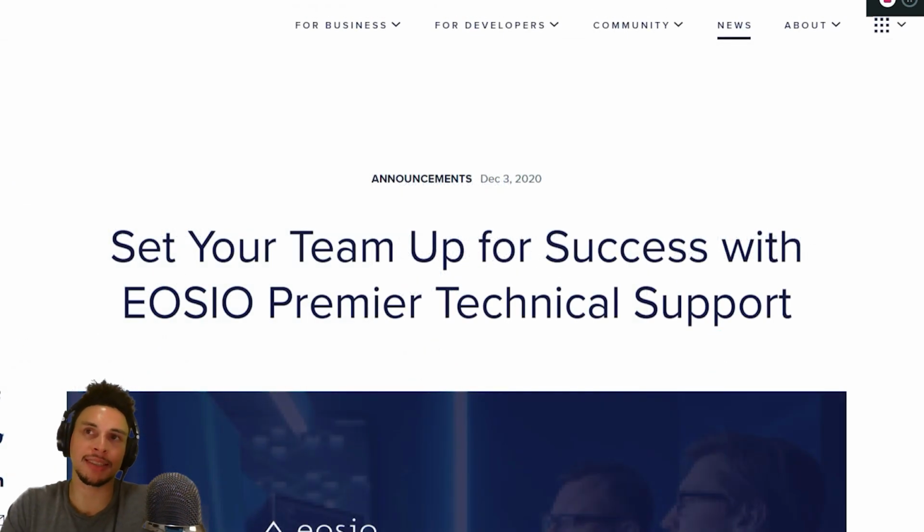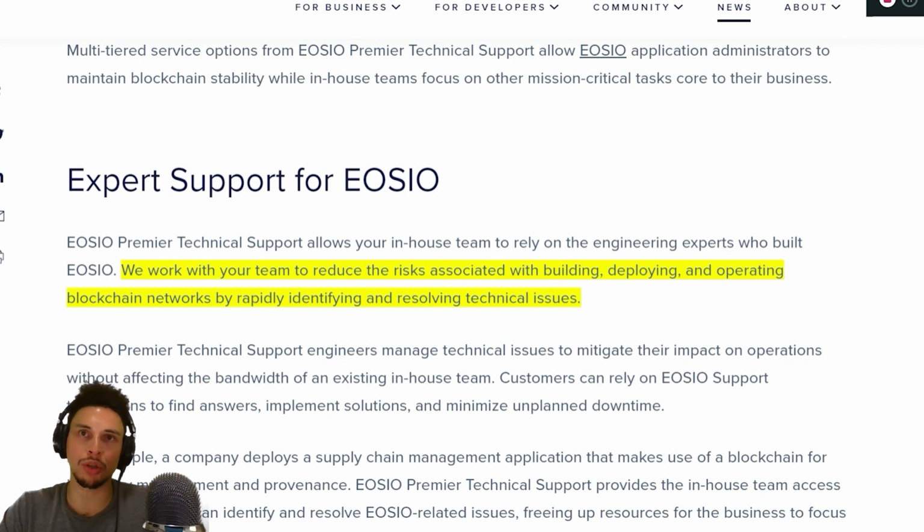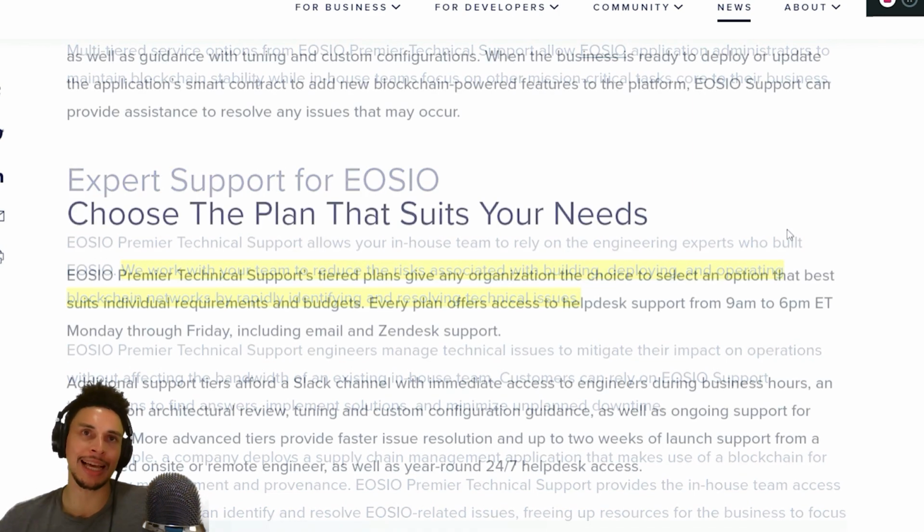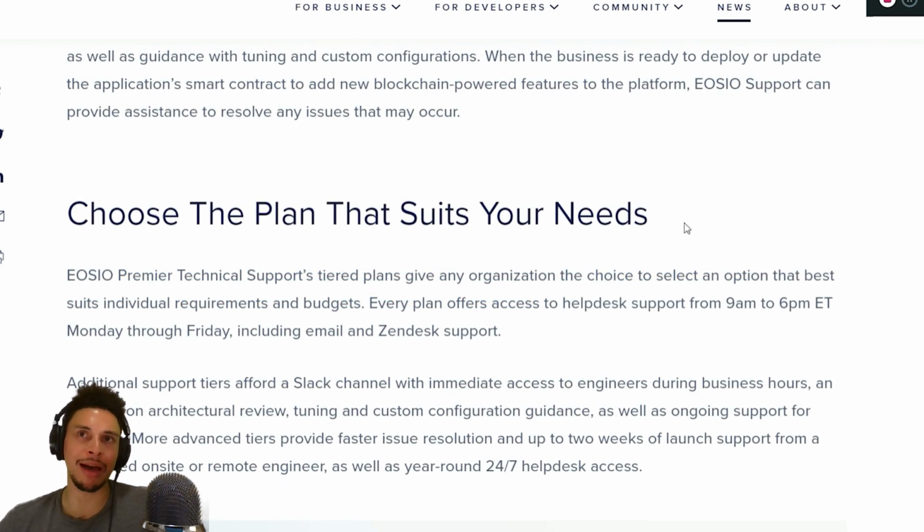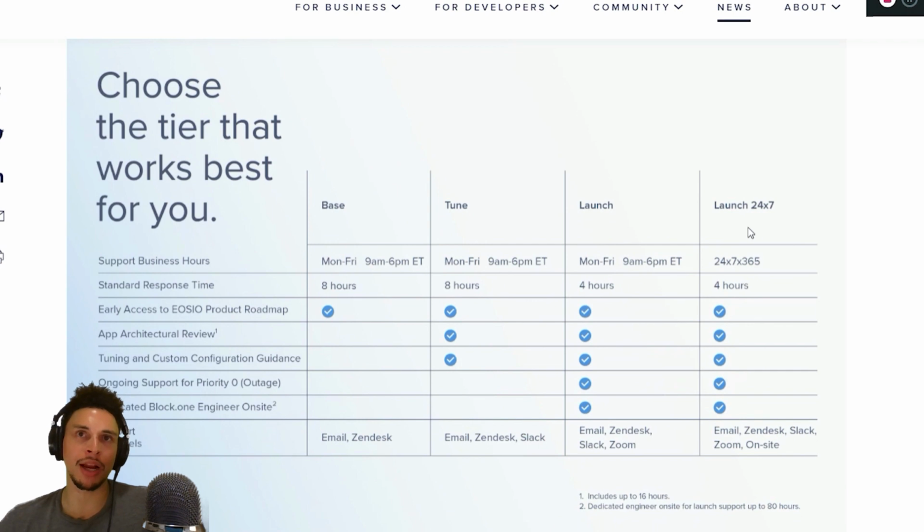Set your team up for success with EOS IO premier technical support. We work with your team to reduce the risks associated with building, deploying, and operating blockchain networks by rapidly identifying and resolving technical issues. Clientele could choose a plan that suits their needs the best for what they're trying to do. And below here, you can see the tiering. We got the base, tune, launch, and launch 24/7, which pretty much means this, but 24/7.